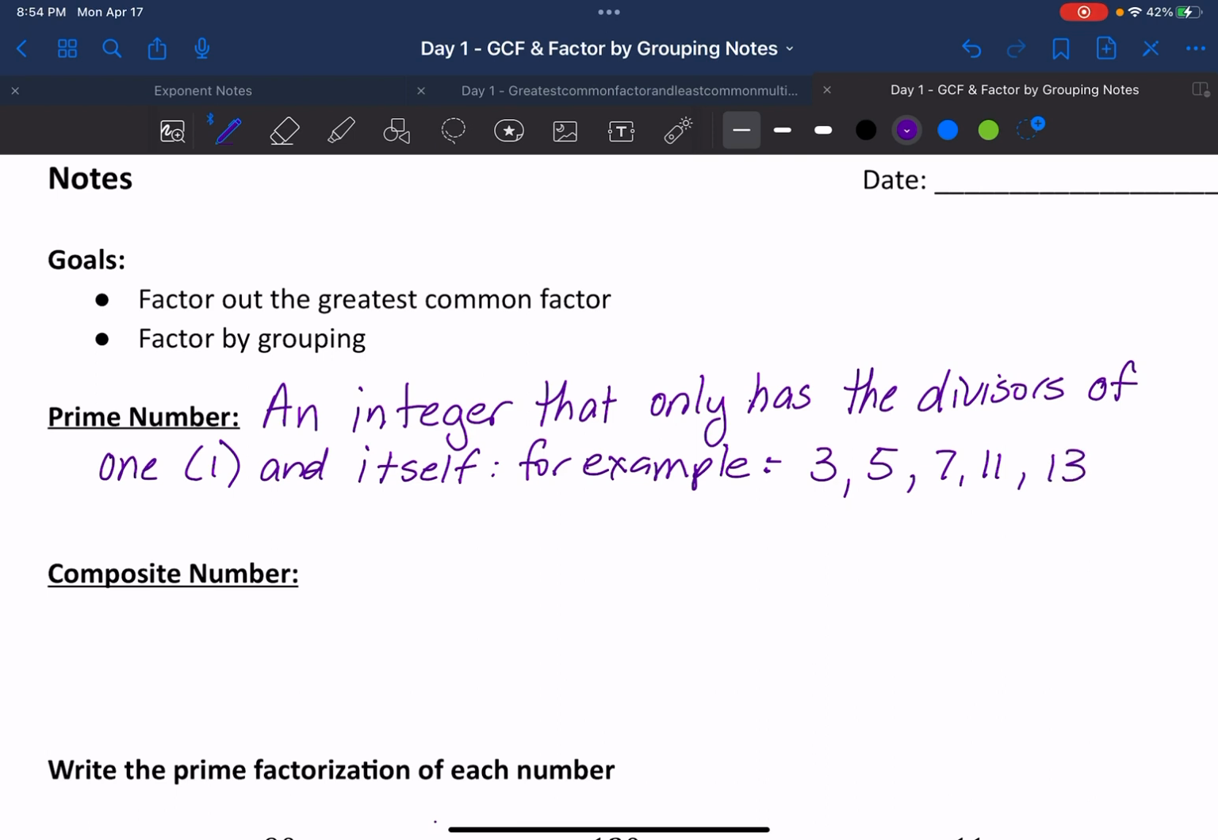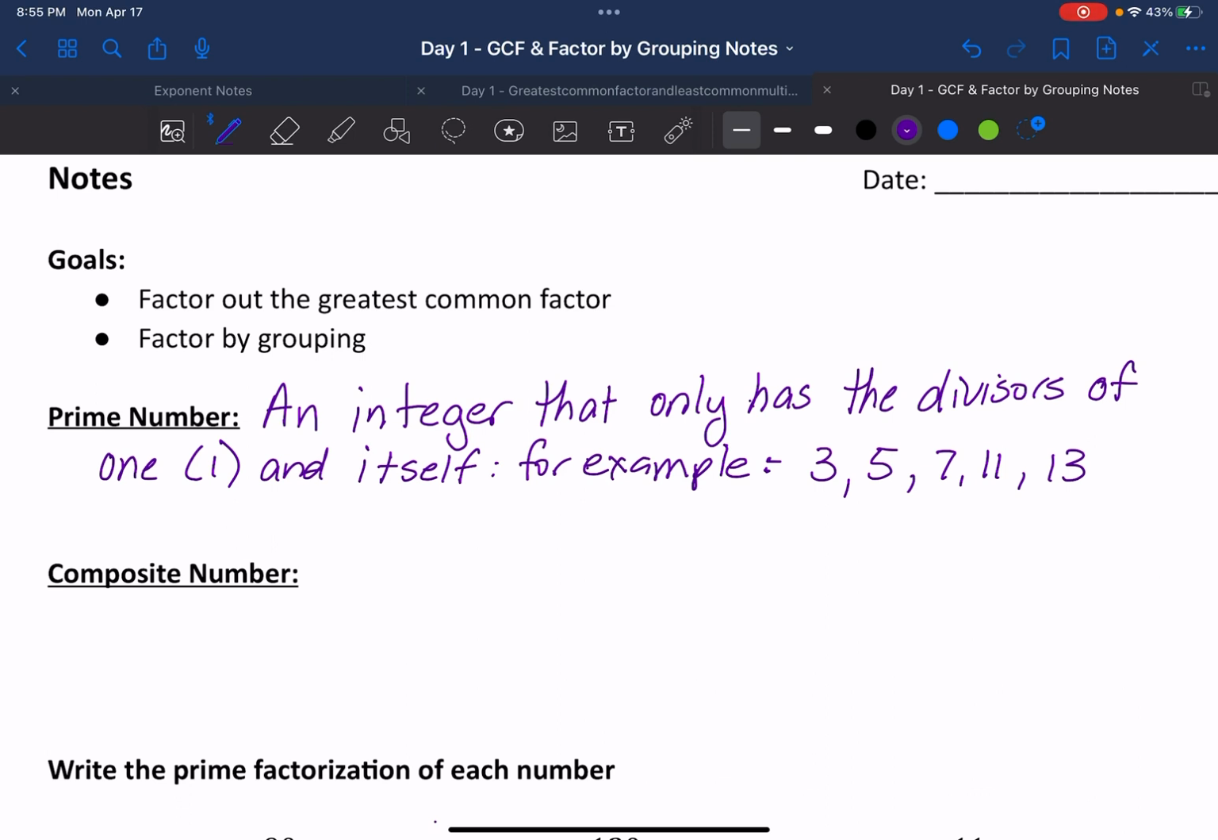And if you look at that cheat sheet that I gave you, you're going to notice that when you look at the 3, 5, 7, 11, and 13 at the top, you'll only see two factors. You'll see 1 and the number itself. And anytime you see a 1 and a number by itself, you'll know that that is a prime number.